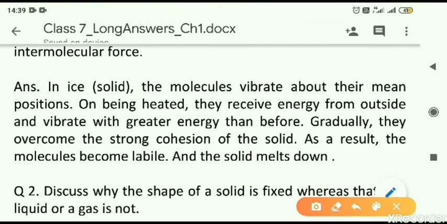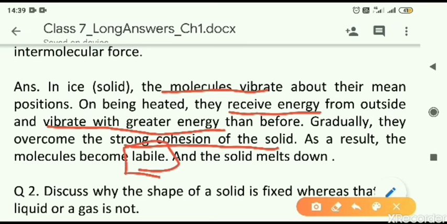You can note down the answer. In the ice, the molecules vibrate, and on heating, what will happen? On heating, the molecules of ice will receive the energy from outside, and their vibration will become stronger. It will be even stronger. As a result, what happens? The strong cohesion of the solid will be broken down, and molecules become labile. Labile means they start moving from one place to another, and the solid melts down.